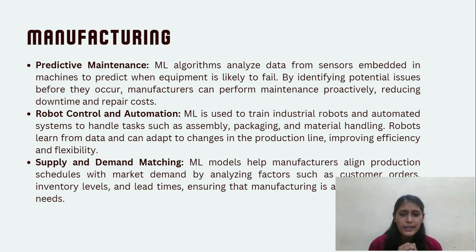Then we have robot control and automation. So ML models can be used to train industrial robots, which will help in assembly, packaging and material handling. It will require less labor, which will reduce the cost automatically.